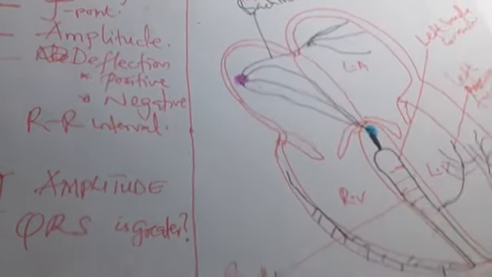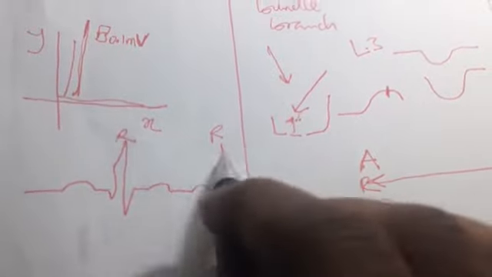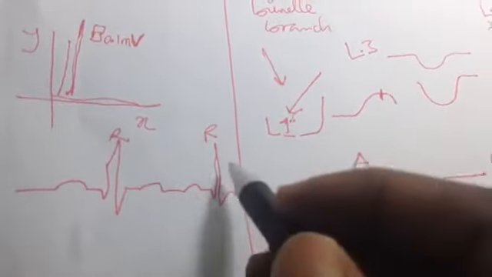So we have the R to R interval, and this is very, very important because we are going to see its importance when using ECG to know the heart rate. There is a way of calculating heart rate through the ECG without touching the patient. If we have this QRS complex, and another QRS complex like this, this is R, and this is R. From here to here, the distance between two different R waves is called the R to R interval. And this can vary depending on the heart rate.